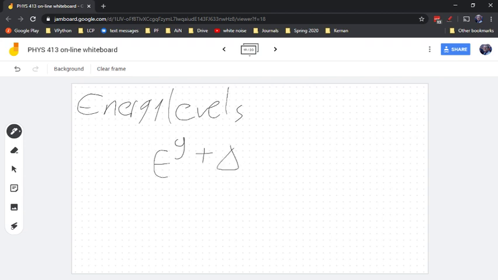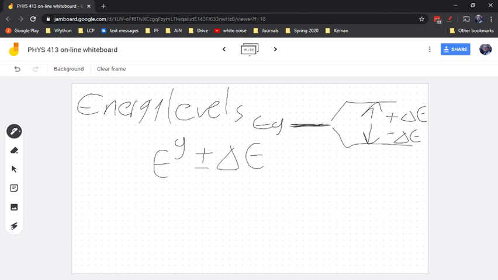So your energy eigenvalues are either Eg plus a little bit or Eg minus a little bit. So it's like you're taking the ground state, here's Eg, and splitting it. You're either adding delta E or subtracting delta E. And you say, well, what's this delta E thing?